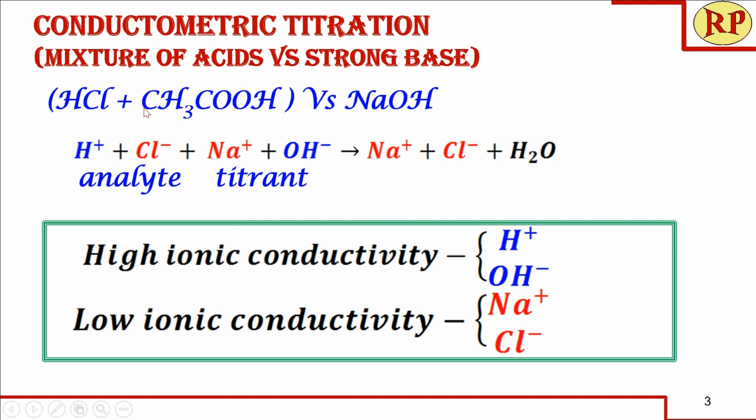As we are taking a mixture of acids in conductometric titration today, we have chosen HCl as a strong acid and acetic acid as a weak acid. So we are taking the mixture of a strong acid as well as a weak acid. And the titrant here is NaOH.